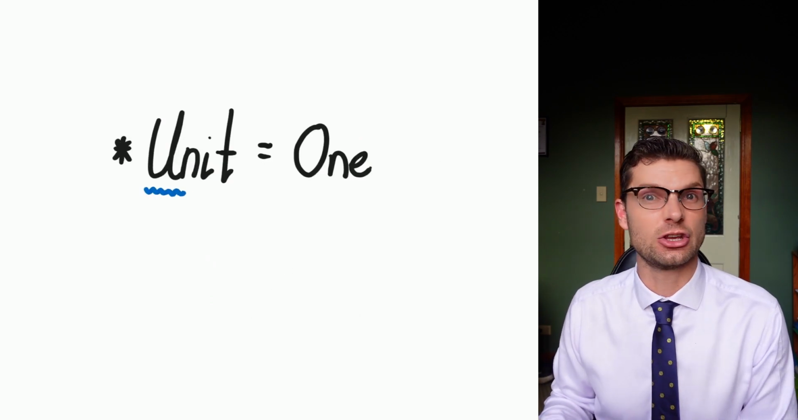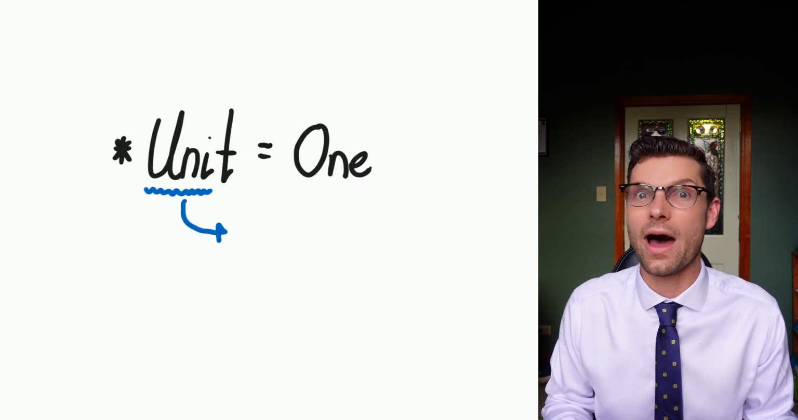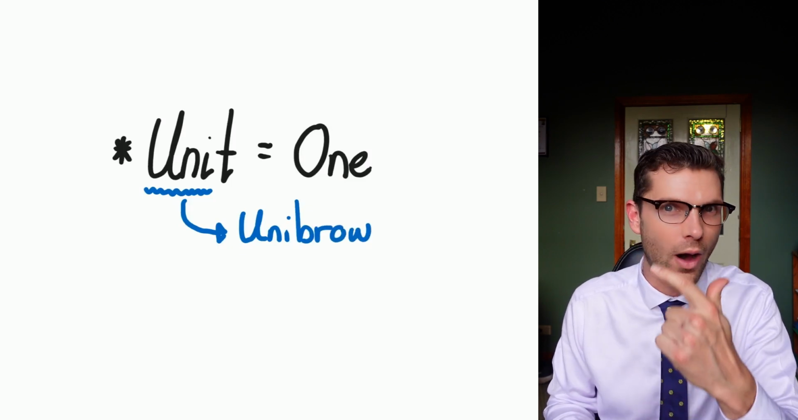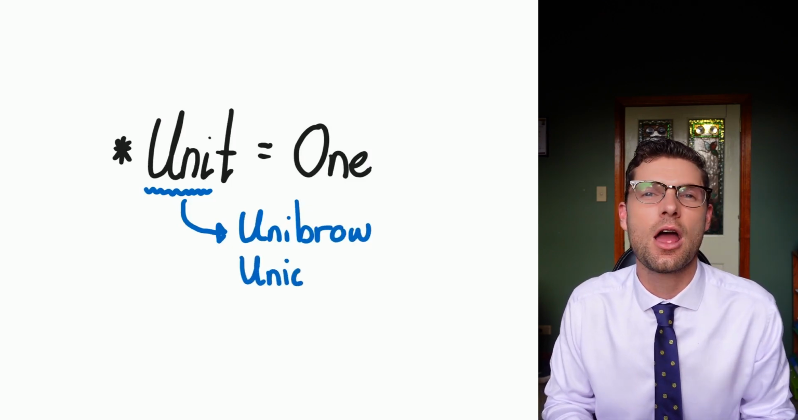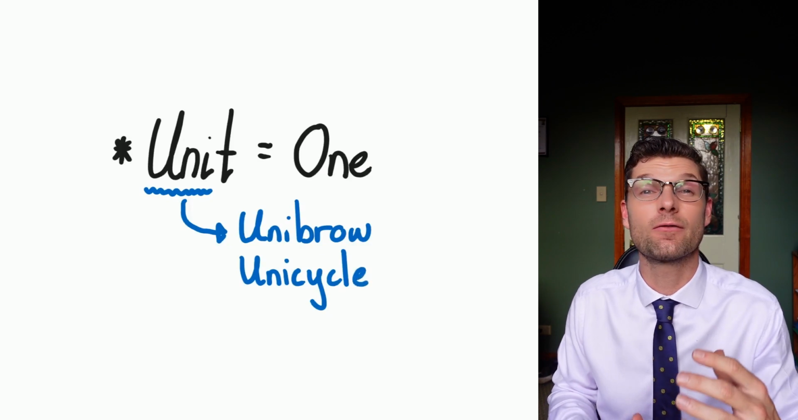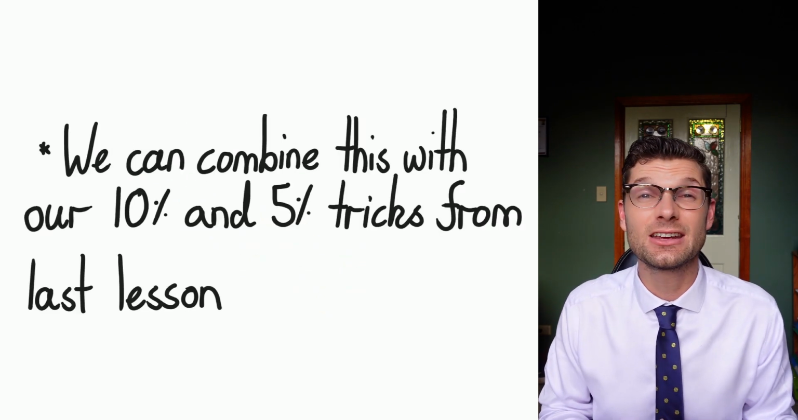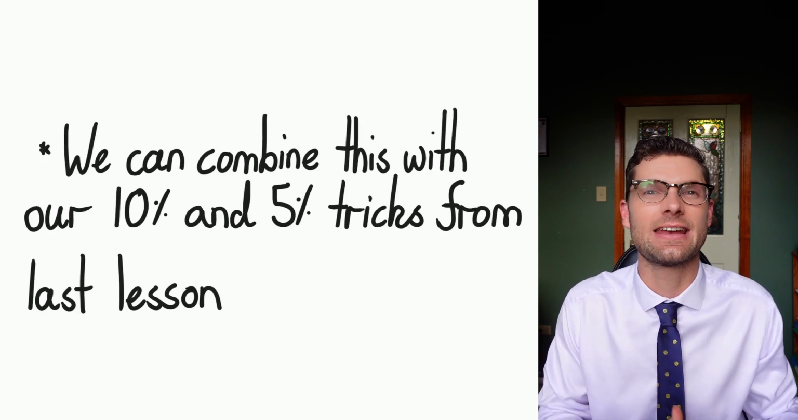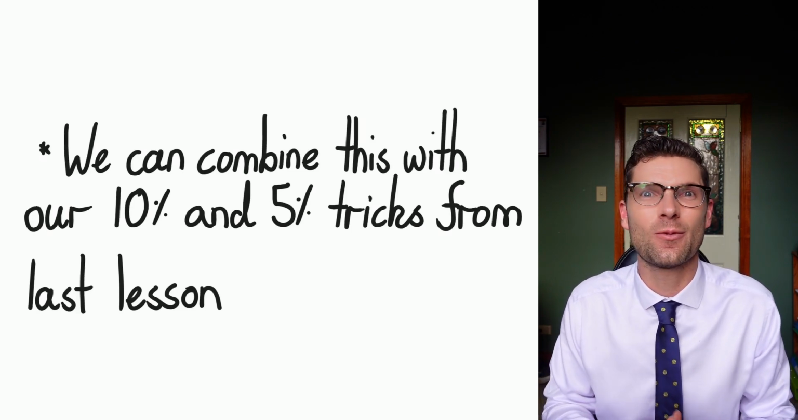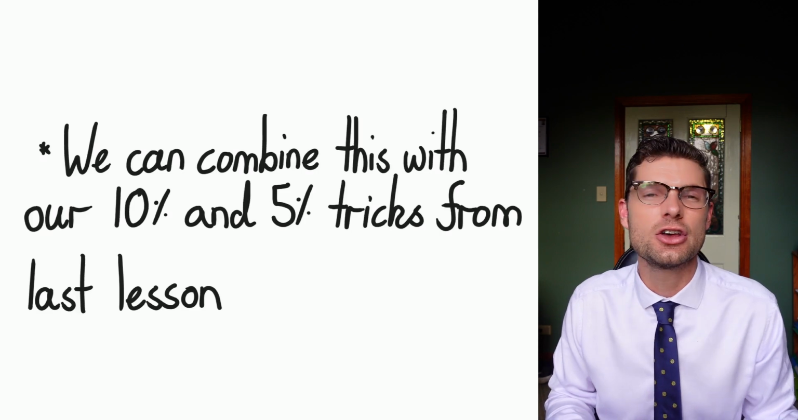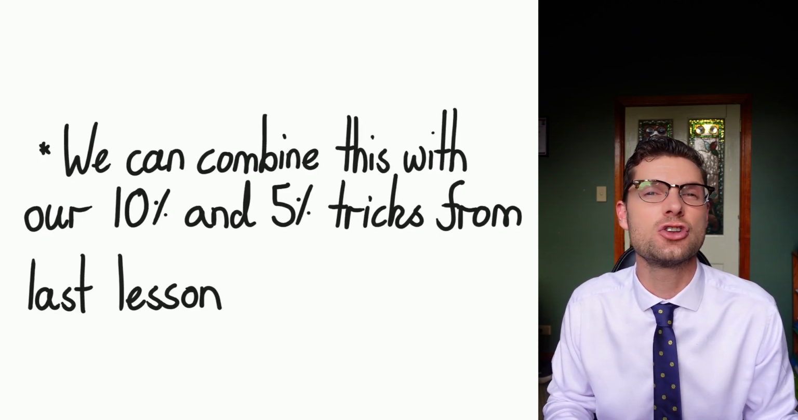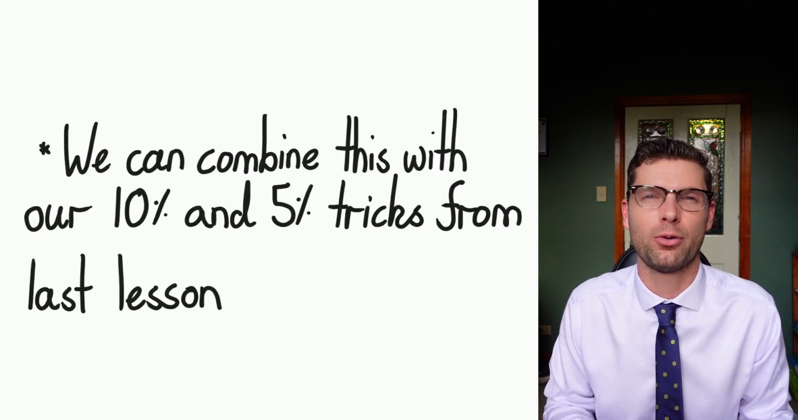So when we're talking about a unit, what we're really saying is 1 in mathematics. Like a unibrow or a unicycle is one eyebrow or one wheel. A unit in this is we're looking for 1%. And then we can combine this with our knowledge from the last lesson of finding 10% and 5%. And then again, we're just doing repeated addition. So if we're on top of finding these 10 and 5%, this last skill is not too much of an extension on our previous knowledge.